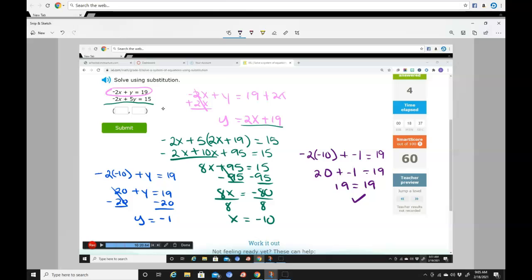So here, our x equals -10, and our y equals -1. All right, so go ahead and try your IXL. You're going to have to use lots of paper. You can't do this in your head. So good luck.